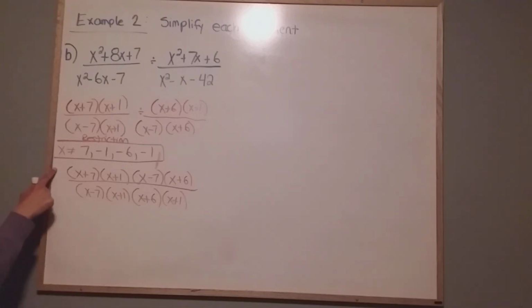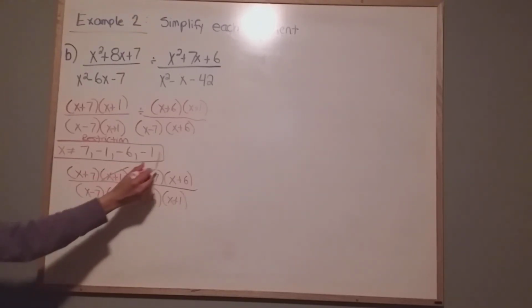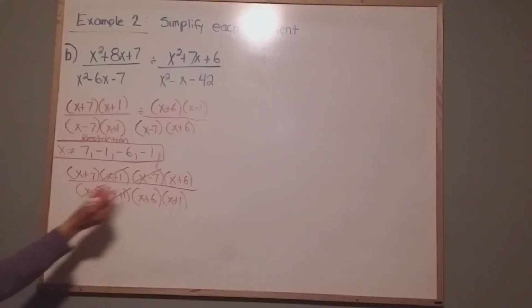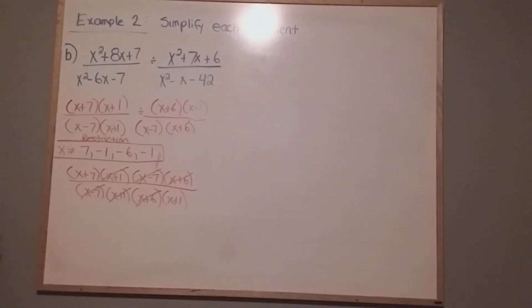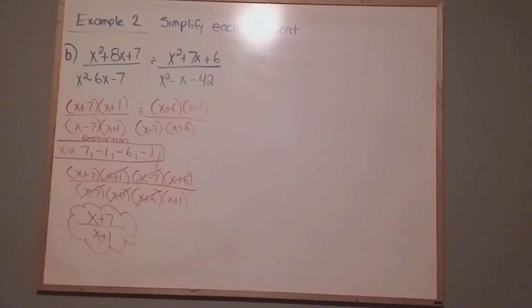Now I cancel the x + 7, none. The x + 1, x + 1, x − 7, x − 7, x + 6, x + 6. So those all cancel out. I'm left with x + 7 over x + 1. And that is my final answer with the following restriction.